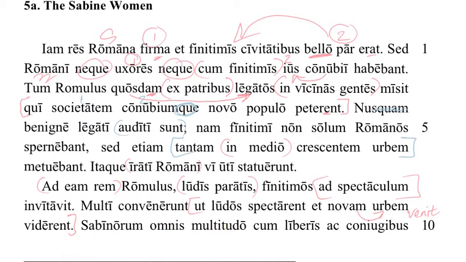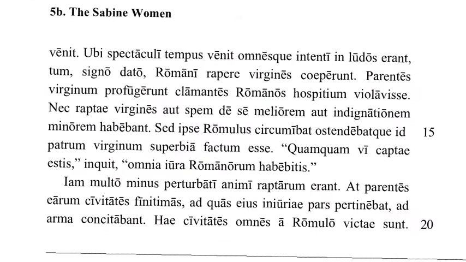Sabinorum omnes multitudo cum liberis ac conjugibus venit. So Sabinorum, new tribe, the Sabines, and it's genitive. Omnes multitudo is a subject, noun adjective pair in the nominative. What kind of multitudo? A multitudo of Sabinorum. Cum liberis ac conjugibus, prepositional phrase, and then there's your verb. So we have omnes multitudo venit. And then other information about that is inside this prepositional phrase.